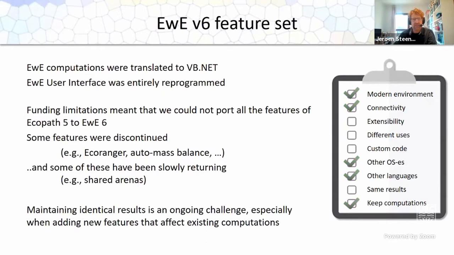About the features of Ecopath 6, we translated all the computations to VB.NET, but the user interface was insalvageable. That was entirely reprogrammed. As Willy already mentioned in previous sections of Fish 501, there were funding limitations, so that meant we could not bring all the features over, such as EcoRanger and Auto Mass Balance. They didn't make it. And other features have slowly been returning. But maintaining identical results is an ongoing challenge because every time we add new features, you have to make sure that things still work as they should, which is not always the case. And Mimi Lam on this call can attest, and others.